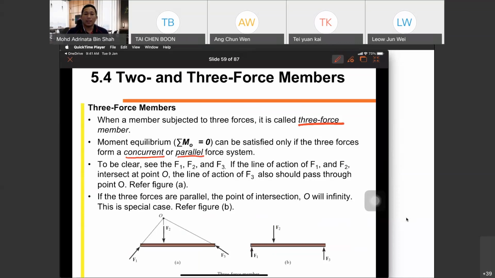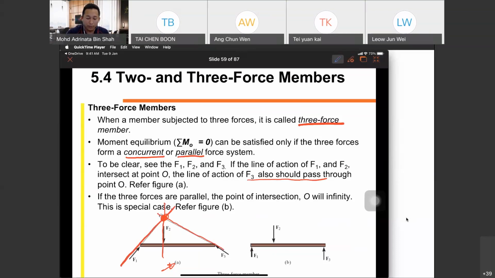To be clear, see the F1, F2, F3 in figure A and figure B. Look at figure A. The lines of action of F1 and F2 intersect at point O. If the lines of action of F1 and F2 intersect at point O, the line of action of F3 also should pass through point O. So F1, F2, F3 must pass through point O.